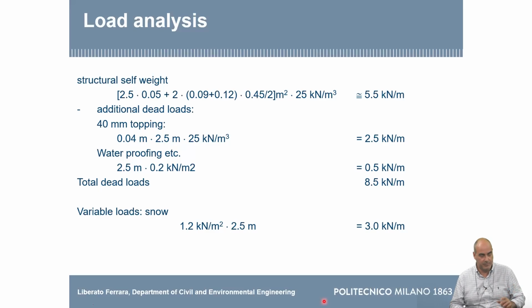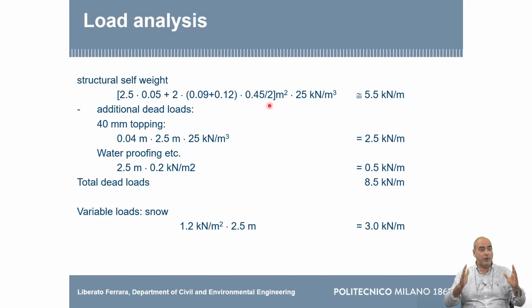the self-weight of the element. So if you go back to the slide where there is your cross section, you see that here 2.5 times 0.05 is the area of the slab. 2.5 meters wide, 5 centimeters thick. Plus 2 are the two stems. The two stems are trapezoids, 9 centimeters thick at the bottom, 12 centimeters thick at the top, 45 centimeters deep, divided by 2 because of the area of the trapezium. So it's simply a matter of elementary school geometry, not more than that.